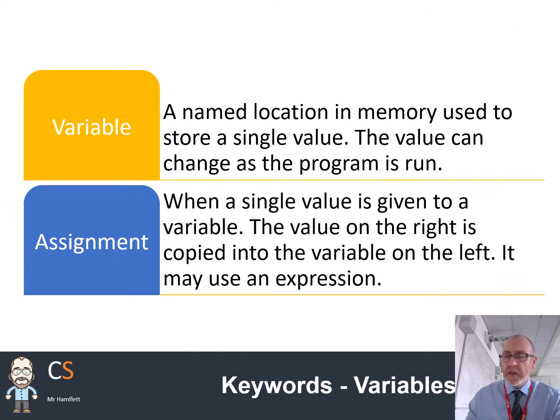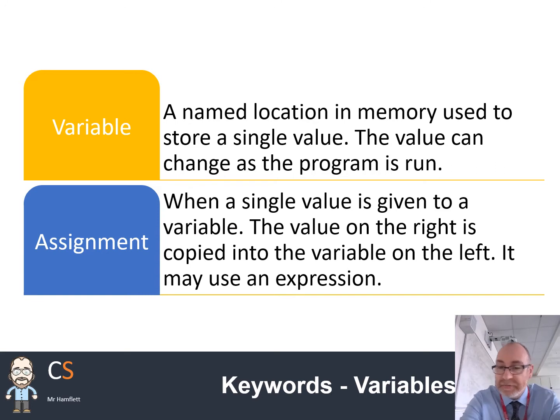So some keywords, a variable, and you should know this inside and out by now, but it's where I can store a single value. Okay, now obviously if I have an array, I can store multiple values, but we are just at the moment talking about a single value. That could be an integer, it could be a string, doesn't matter, but I need a name for it, or an identifier, and that name or identifier will basically allow me to use it later on in my program. So it's a stored location in memory in RAM where I can store a single value, and then I can change that value as the program goes along.